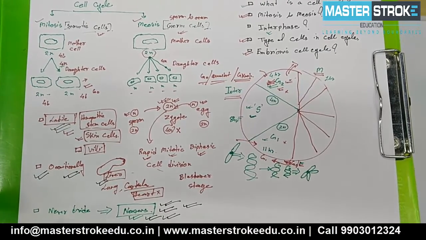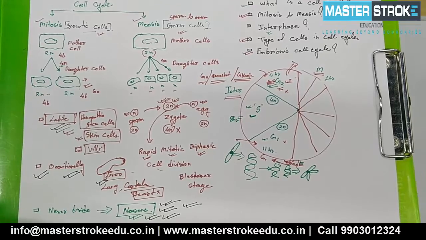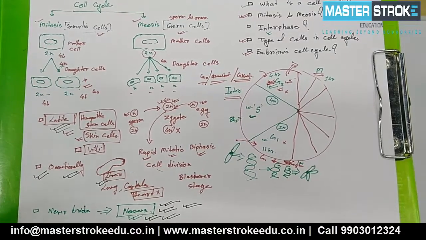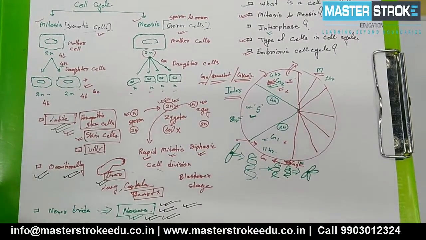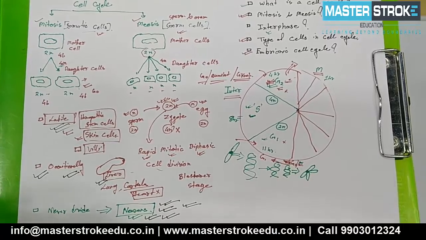So this is all about the cell cycle introductory phase, about mitosis, meiosis, types of cell cycle, interphase, M phase, and embryonic cell division, and all about labile cells, occasionally dividing cells, and never dividing cells.